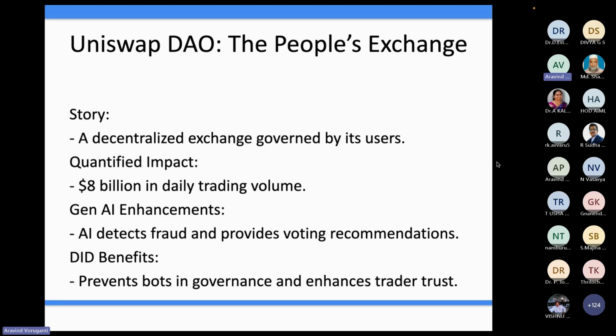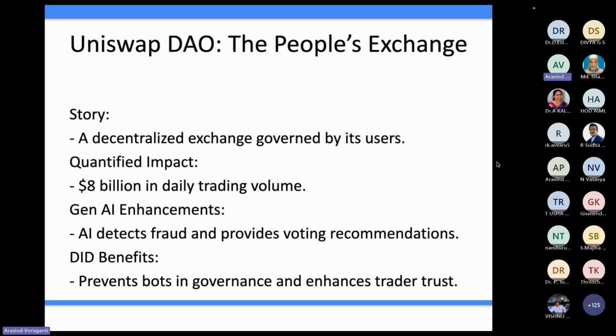And today, $8 billion, see, $1 billion is what? Around 8 lakh crores, right? So $8 billion is 48 lakh crores worth of transactions or trading that happens on this decentralized exchange called Uniswap.